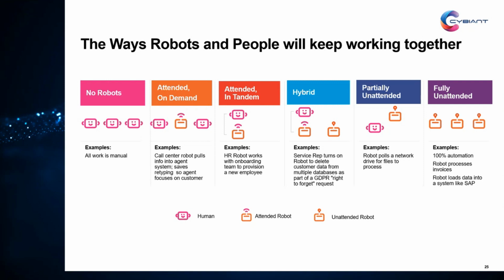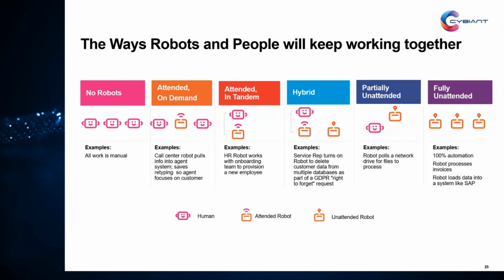Attended in tandem means it can work together with me: while I'm working on the computer, the robot is working on something else at the same time. Then there is the hybrid, where sometimes we trigger it to work with the robot, or else the human works on his own, depending on whether I trigger it. We are also talking about partially unattended or fully unattended.